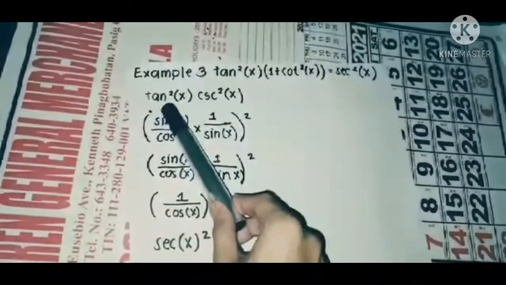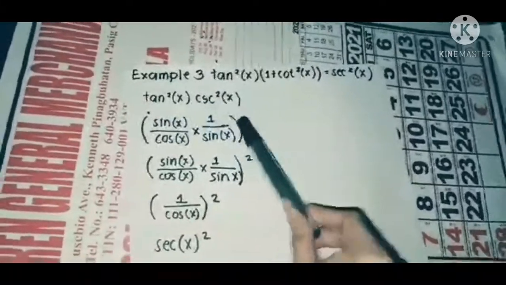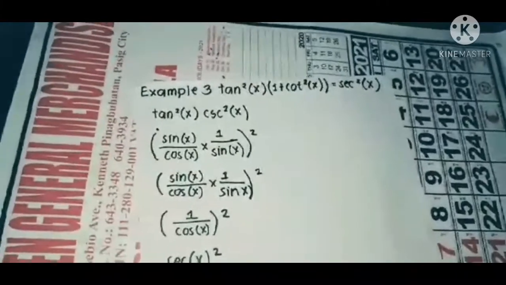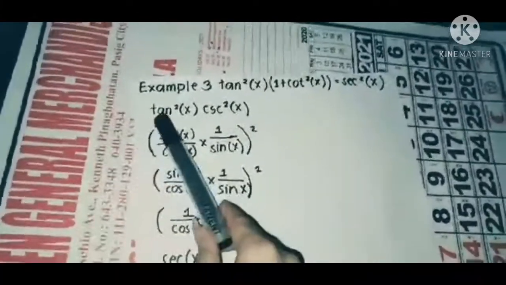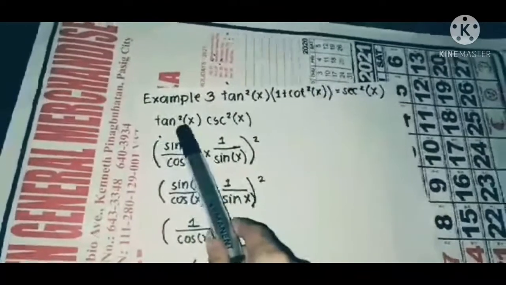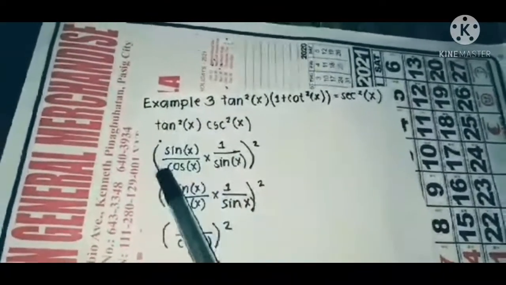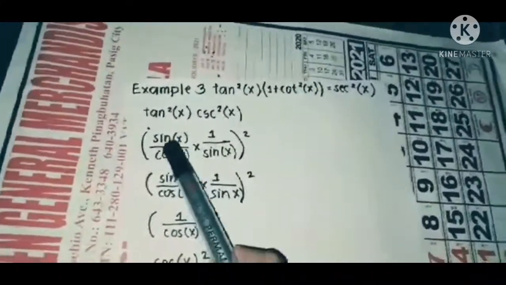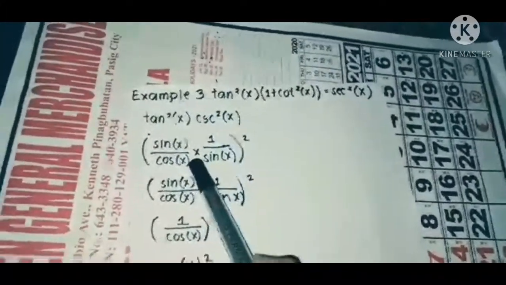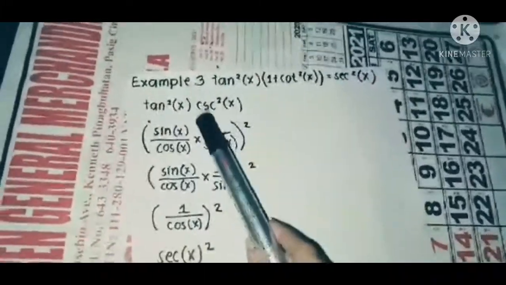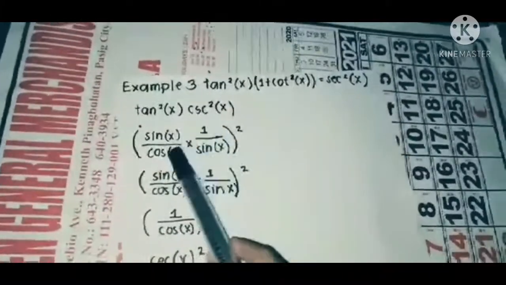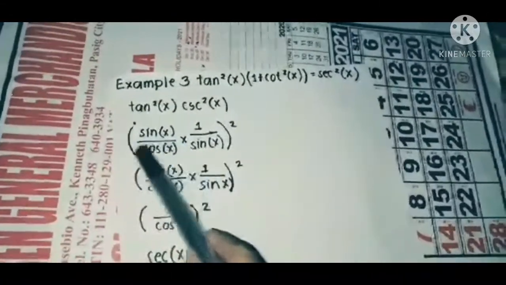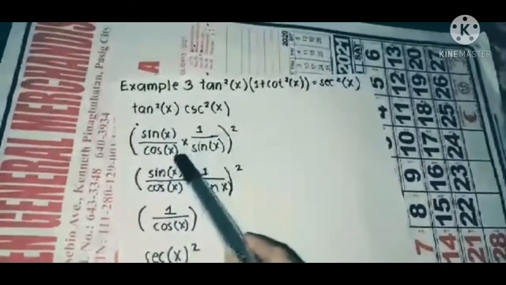So we have tangent squared x times cosecant squared x. The second thing that I use is the quotient identity for tangent: tangent is equal to sine x over cosine x, and the reciprocal identity for cosecant. So we have this expression: sine x over cosine x, squared, times 1 over sine squared x.